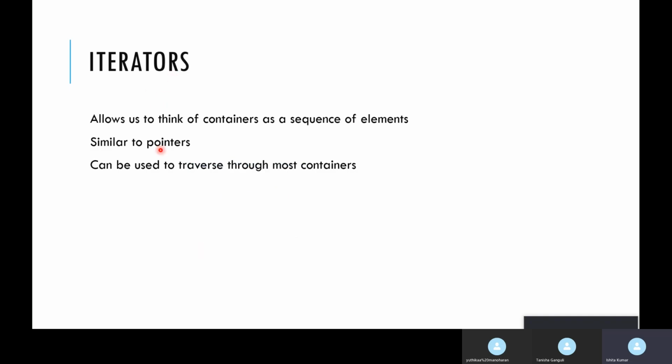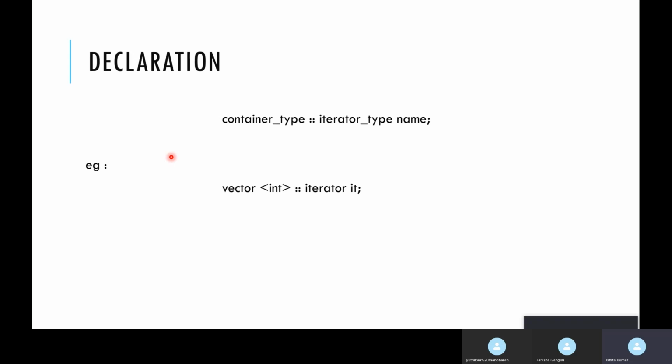Now we'll come to iterators. These allow us to think of containers as a sequence of elements and can be used to traverse through most containers except stack and queue. They're very similar to pointers in their working, so you can think of it as dereferencing, and you are going through the locations and stuff like that.